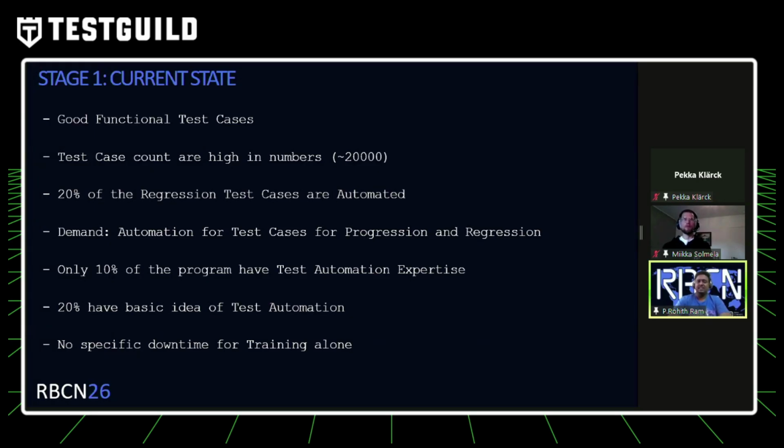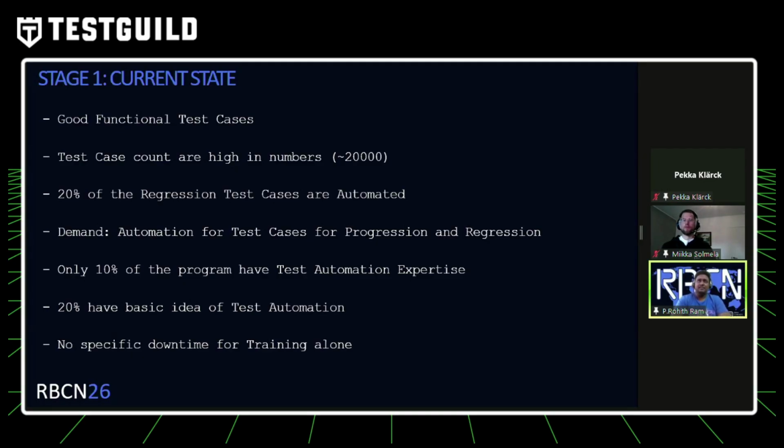Teams had good functional test cases, close to 20,000 in number. And over the past few years, or let's say around 1-2 years, only 20% of the regression test cases were automated. There was a huge demand for regression automation because with each release, every time we have to do a risk-based or subset-based small amount of functional testing to prove regression quality. So regression testing demand was high.